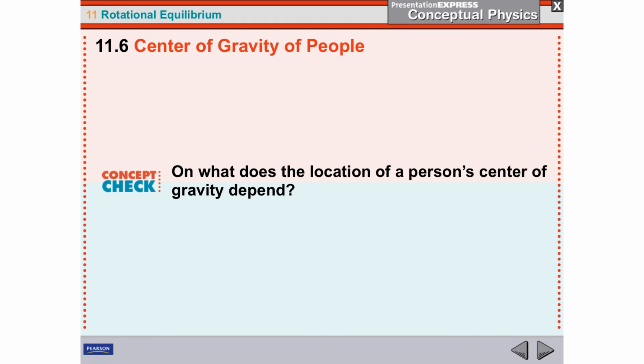So did you learn it? On what does the location of a person's center of gravity depend? The orientation of their body. The center of gravity must be over the support of their legs or whatever they're sitting on in such a way that they're stable. If it's not, you're going to fall.